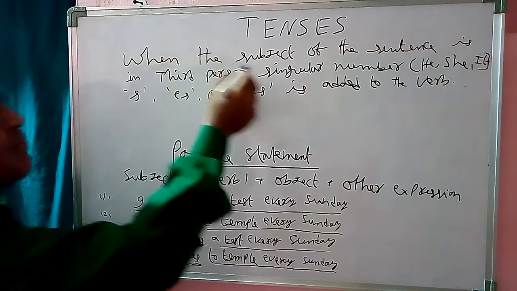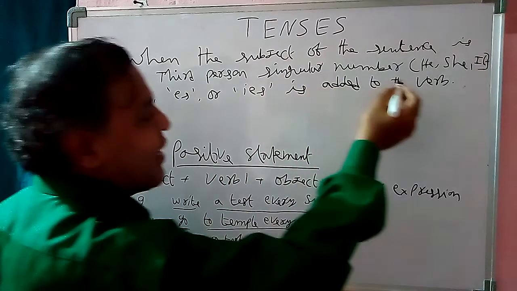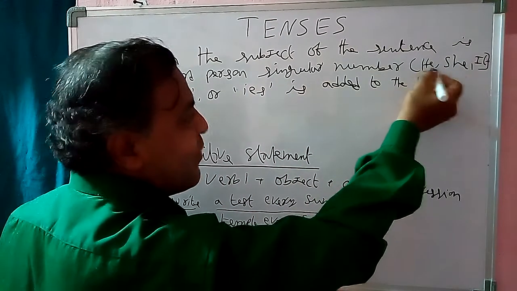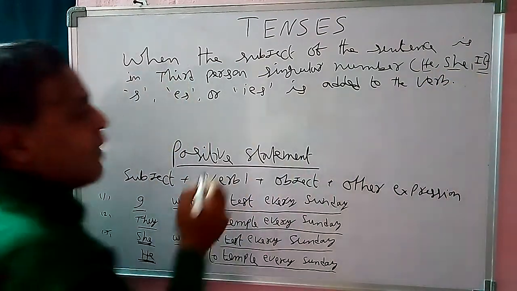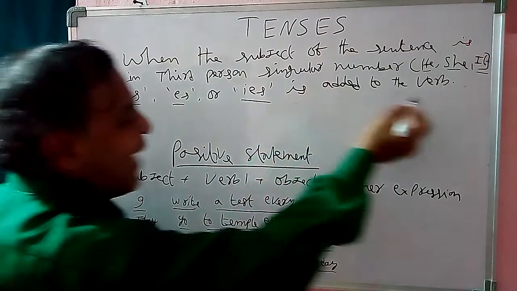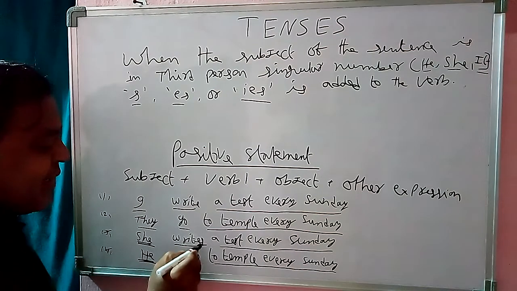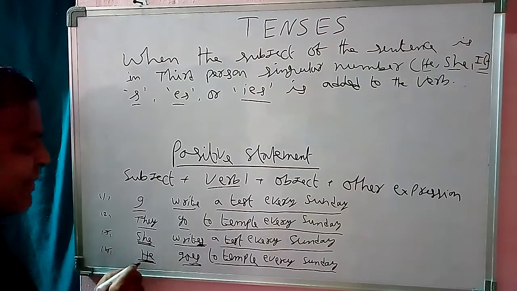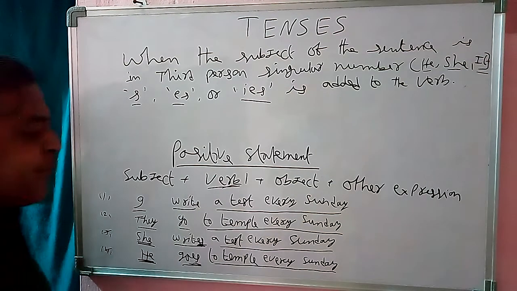So when the subject of the sentence is in third person singular number, he, she, it, s, es, ies is added to the verb. She is third person singular, here s is added to the verb. He is third person singular, es is added to the verb.